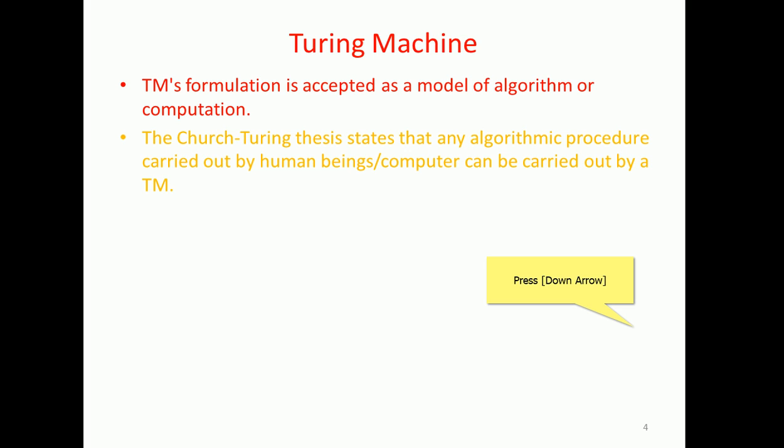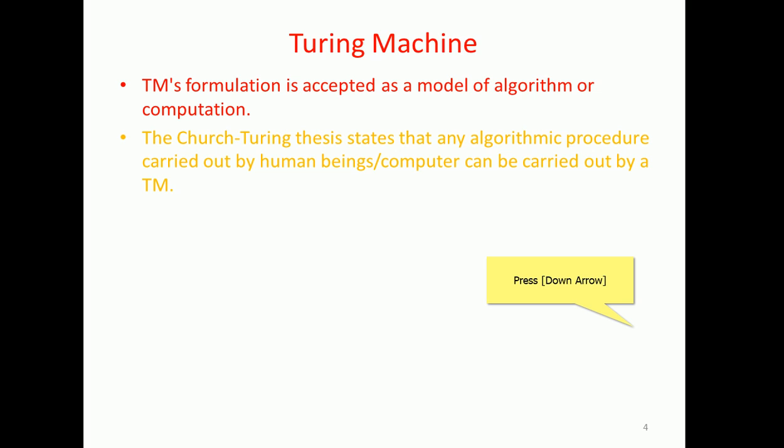One such theory is called the Church-Turing thesis. The Church-Turing thesis adopted the algorithmic procedure carried out by human beings and computers. It adopted the theory of how human beings practice in their life to solve a problem. In a similar way, the Church-Turing thesis is augmented. It borrows that concept, and similarly a computer can be carried out by the Turing machine, right?